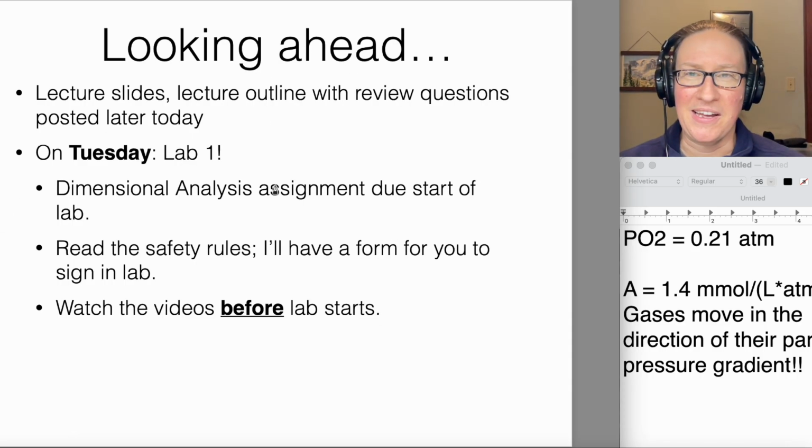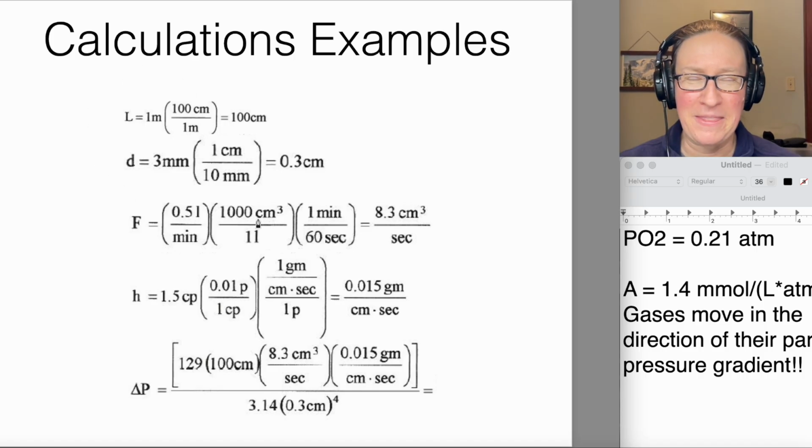All right, so there's some looking ahead stuff. Again, be prepared for lab on Tuesday. We'll see what happens with the snow. And for right now, here's a preview again of some of the types of calculations expected for the dimensional analysis assignment. I do want you to show your work thoroughly on the assignment, follow the dimensional analysis process. We'll pick up from there for lab. But that's it for this first video.